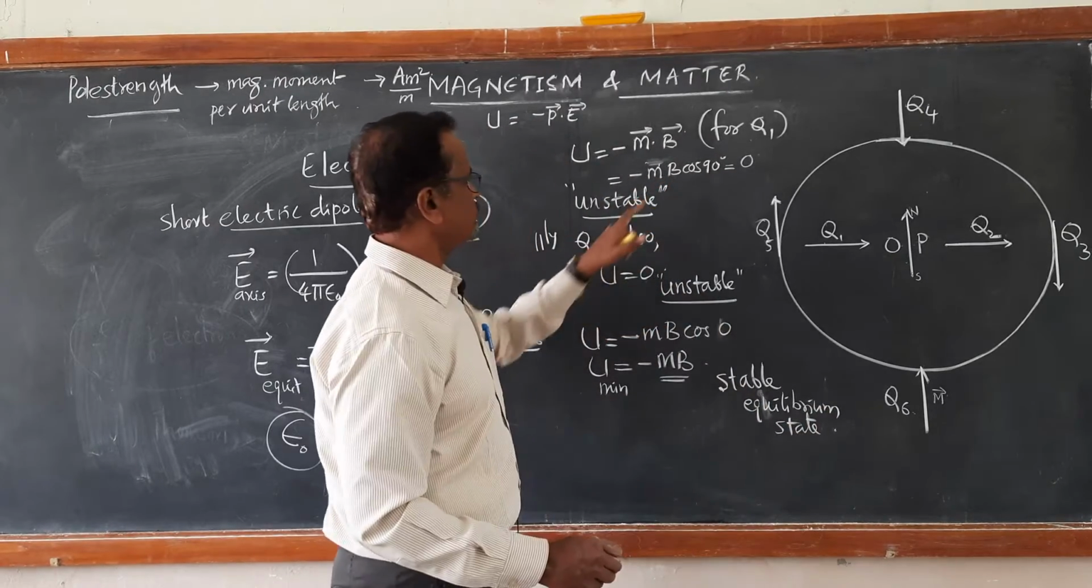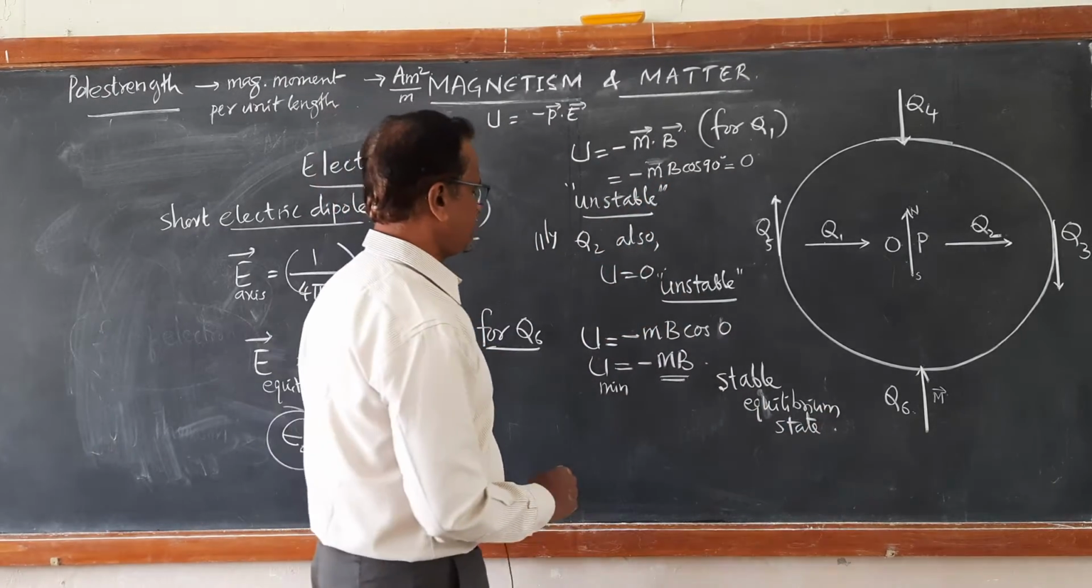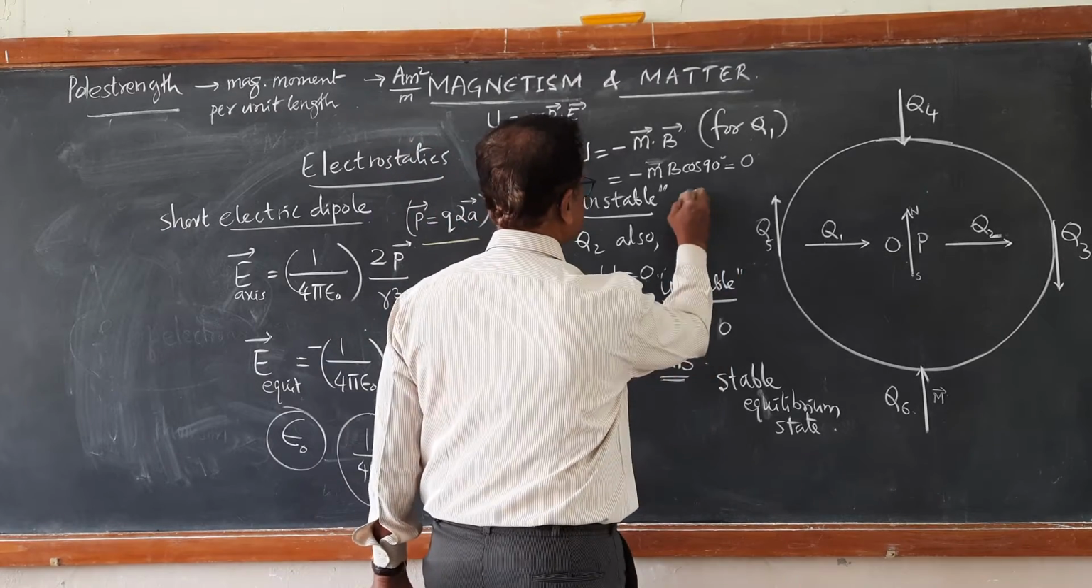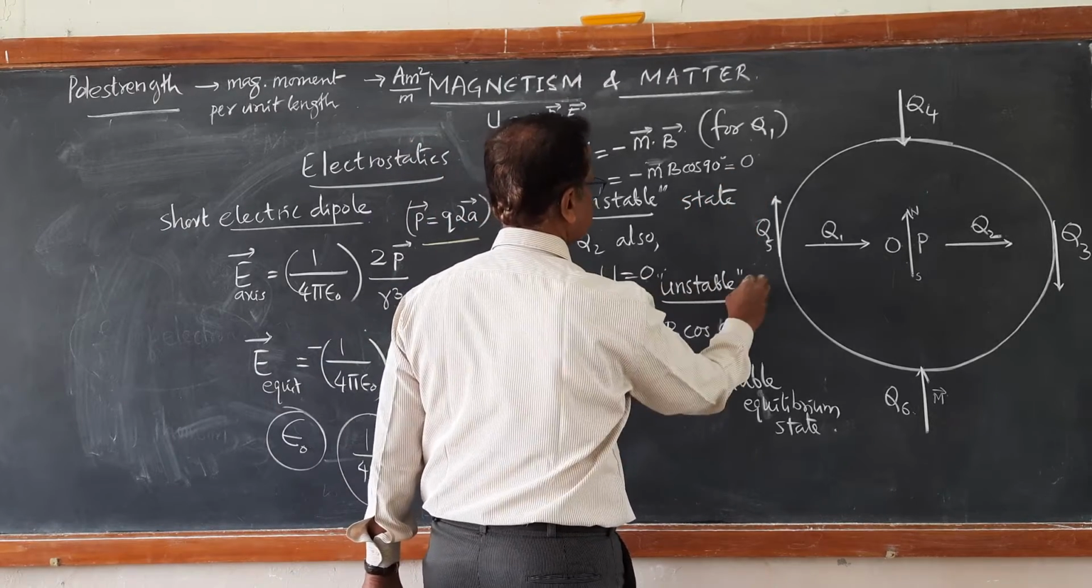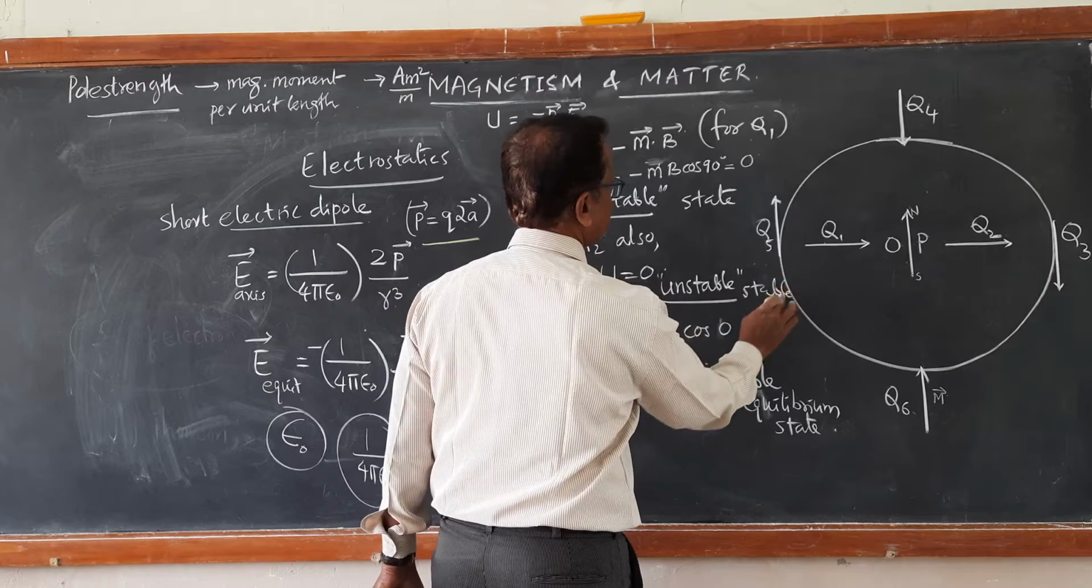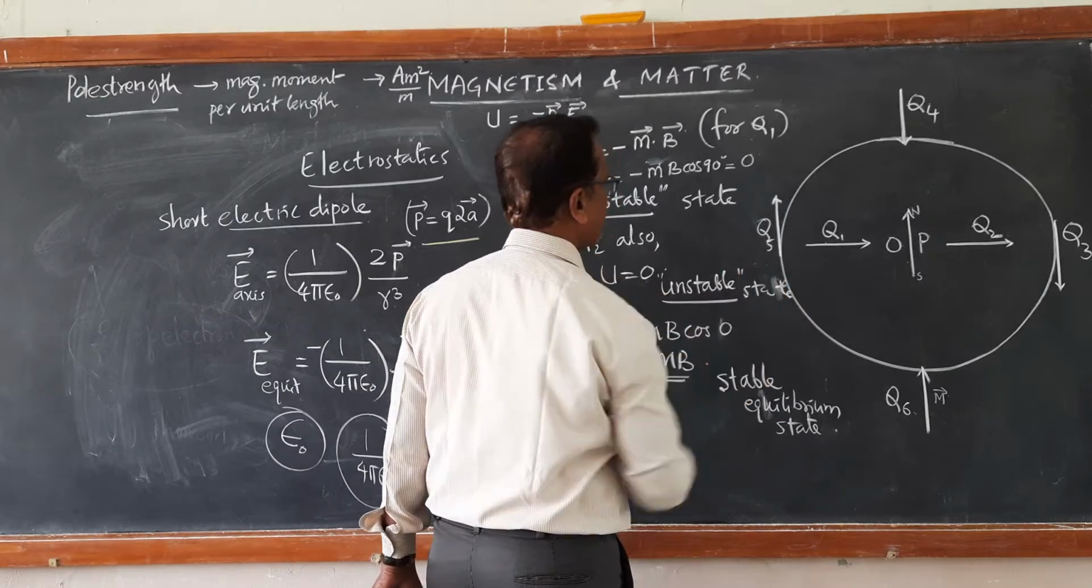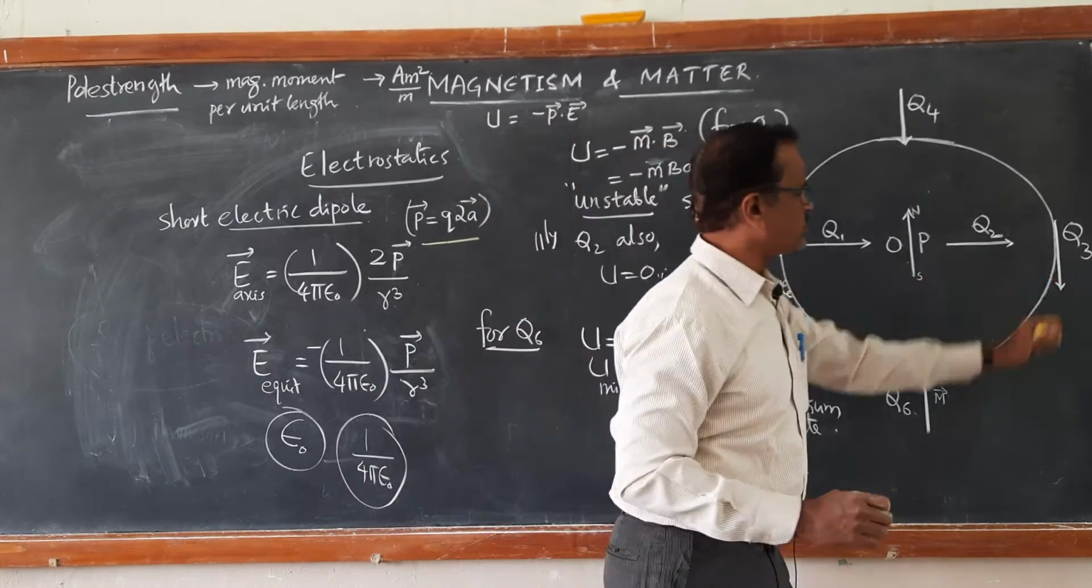So these are in the state of unstable equilibrium, right? Unstable state. This is also unstable state. Now look at the position Q3.